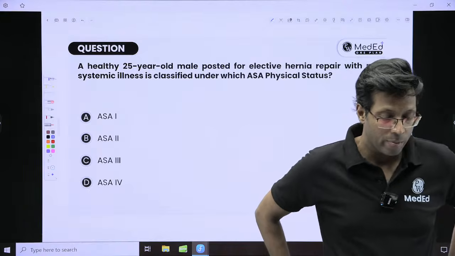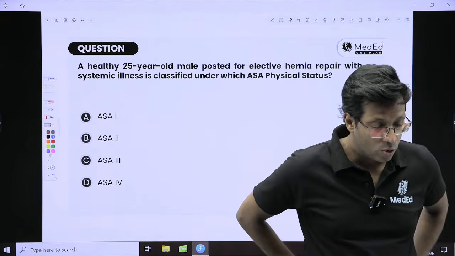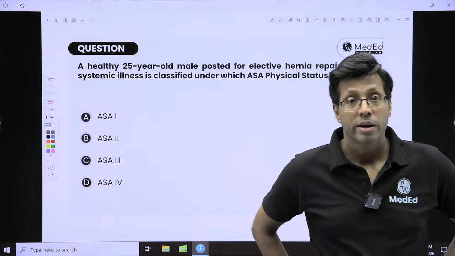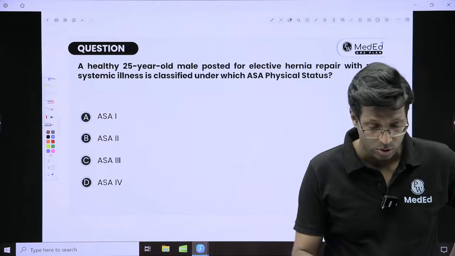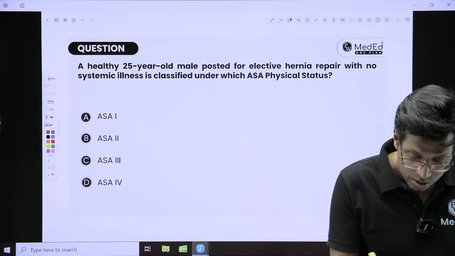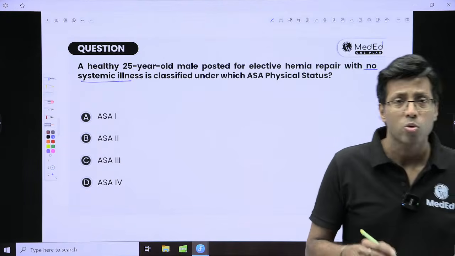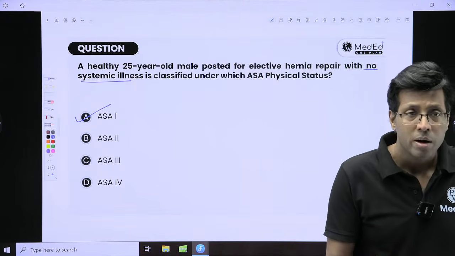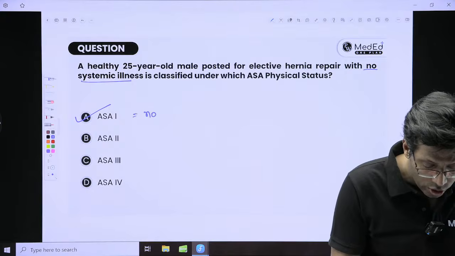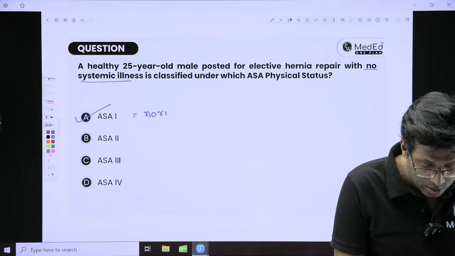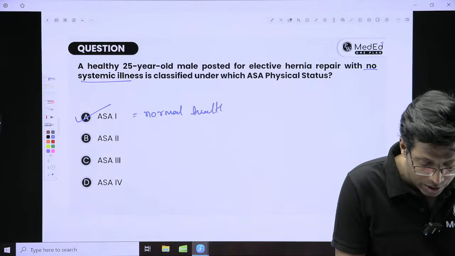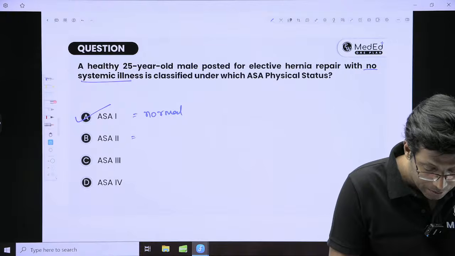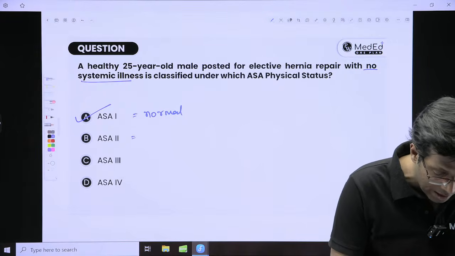A healthy 25-year-old male posted for elective hernia repair with no systemic illness is classified under ASA physical status. What grading? ASA 1, ASA 2, ASA 3 or ASA 4? It has been mentioned there is no systemic illness. अगर कोई systemic illness नहीं है तो प्री एनेस्थेटिक चेकअप में हम लोग इसको क्या बोलेंगे? ASA 1. Remember, ASA 1 is the correct answer. No illness, normal healthy patient. Normal healthy patient. If there is someone having a mild systemic abnormality तो ASA 2 हो जाता है. Normal healthy is ASA 1.